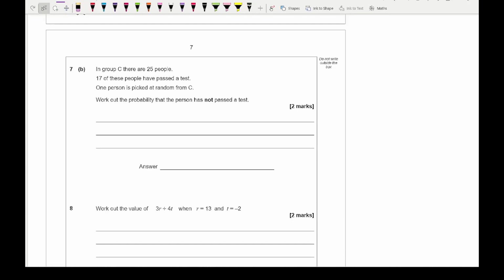17 of these people have passed a test. One person is picked at random from C. Work out the probability that the person did not pass the test. So if 17 passed the test, and there are 25 people, then that means 8 did not pass. So then the probability is going to be 8 out of 25. So I just need to write that just there.